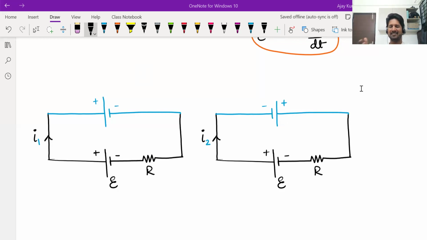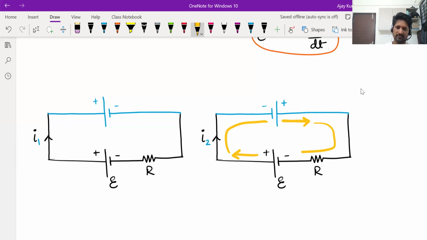So they're connected in series with the same polarity. Listen, the battery of EMF E tends to drive current this way. The other battery also tends to drive current in the same way. So their EMFs will add up. Both of them will produce current in the same direction.